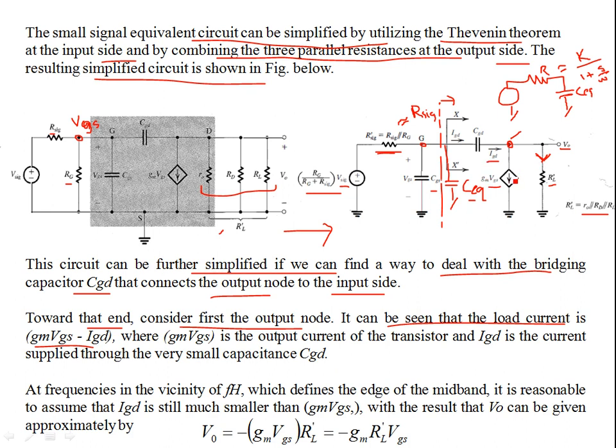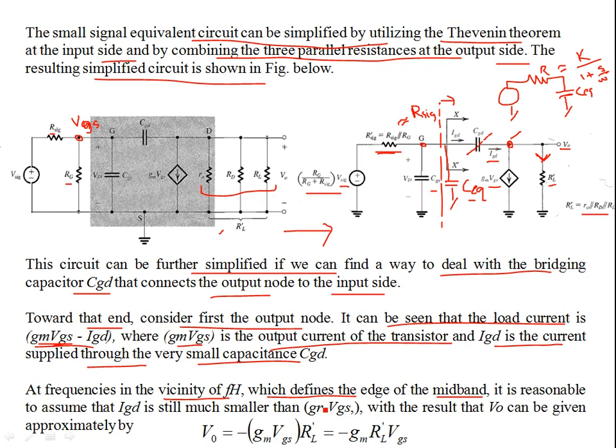So it's gm VGS minus IGD, where gm VGS is the output current of the transistor and IGD is the current supplied through the very small capacitance CGD. At frequencies in the vicinity of fH, the 3 dB frequency that defines the edge of the midband, you can neglect this capacitance. Then IGD is a very small current, and you're left with gm VGS only. So gm VGS is the only current that will flow in RL.